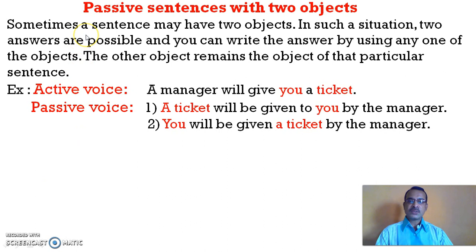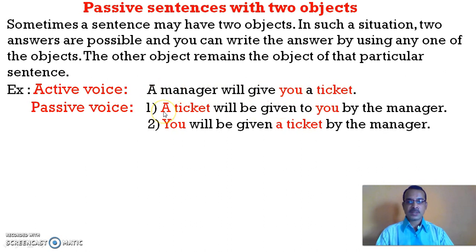Now, passive sentences with two objects. Sometimes there may be two objects in a sentence. In that situation, two answers are possible, and you can write the answer by using any one of the objects. The other object remains the object of that particular example. Here I have given the example; the first example is in active voice. A manager is the subject, will give is the verb, you is the first object, a ticket is the second object. Now, as I told you earlier, we can write the answer of this example in two ways.